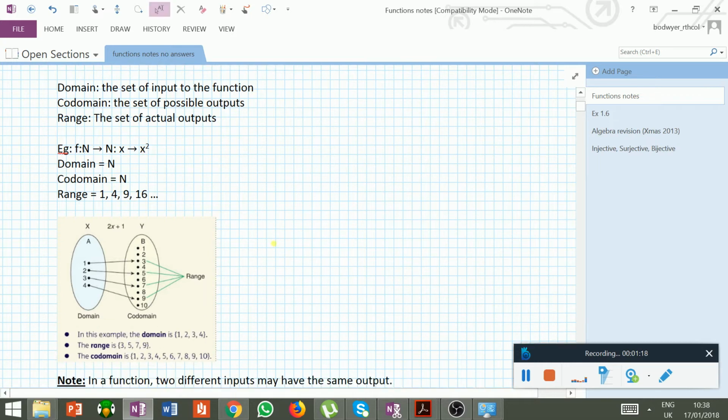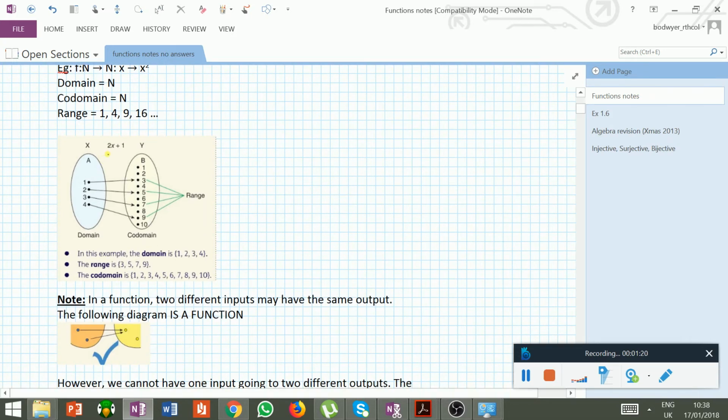If you want to look at it graphically, we have this function here, 2x plus 1. When x is 1, y would be 2 times 1 plus 1, which is 3, etc. The domain is 1, 2, 3, 4 in this case, and the codomain is 1 to 10. Now, as you can see, some of the outputs in the codomain are not mapped to, and the range in this case is only the ones that are mapped to, which is 3, 5, 7, and 9.